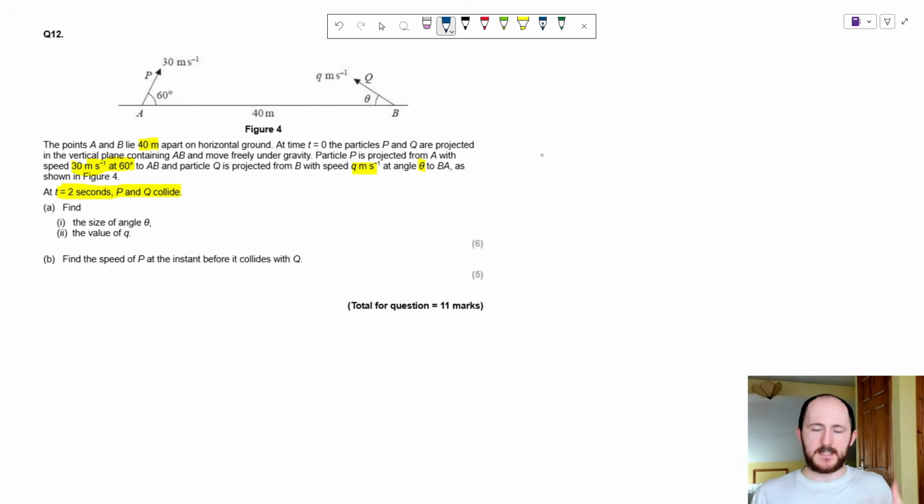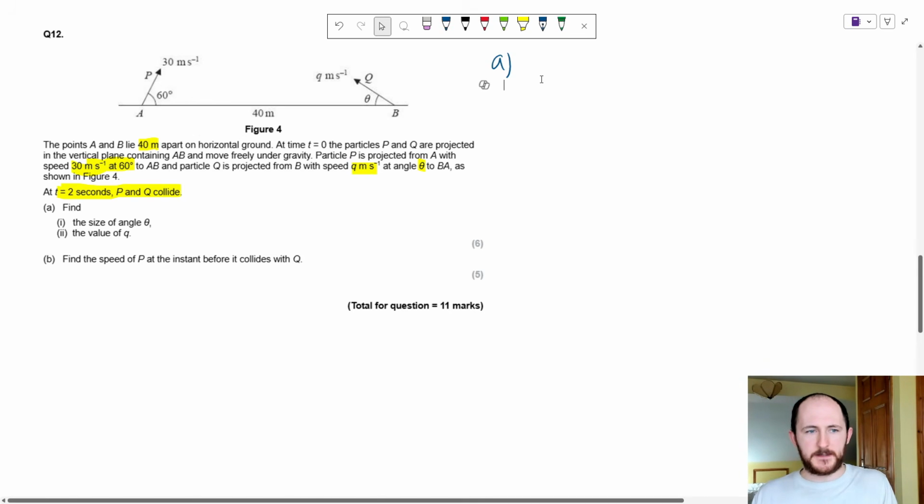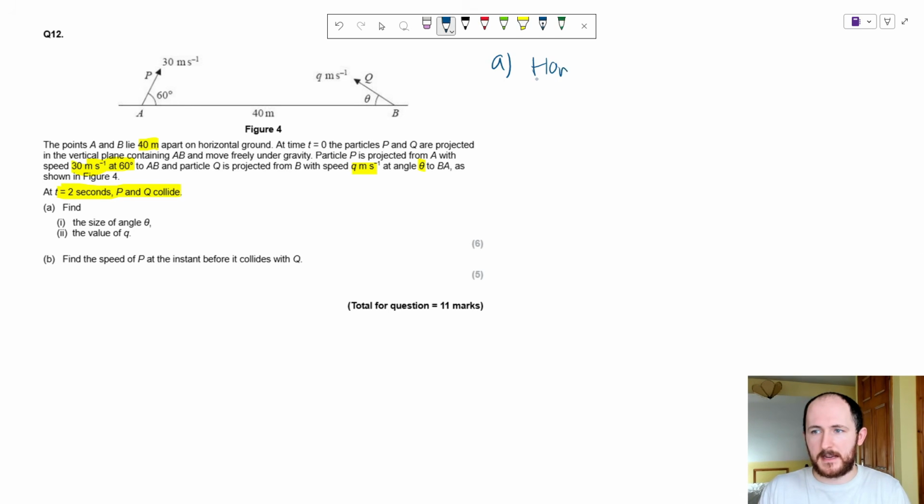And for part A, just find the two unknowns. And remember, all you need to do is horizontal and vertical projection. Don't even think, just do it. This works for every single problem in your life. Always break things down horizontally and vertically, and I promise you it'll make more sense.